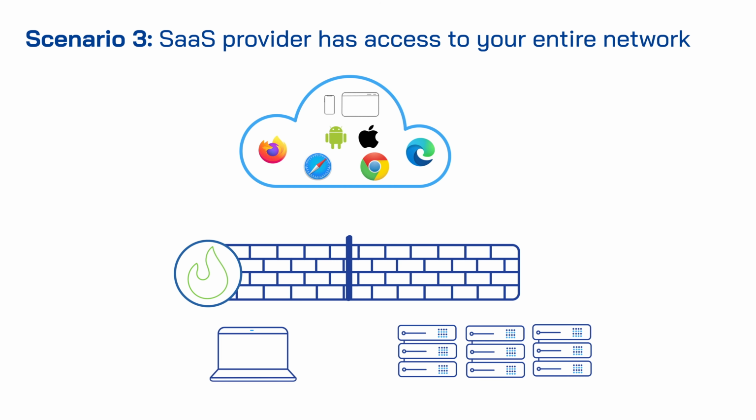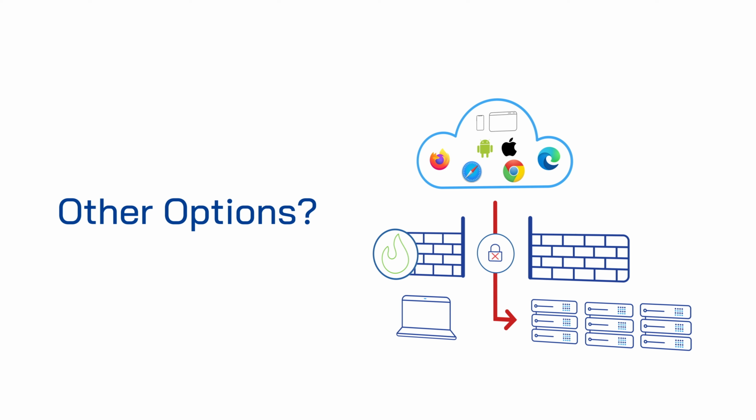One option could be to open up your firewall to the SaaS provider, but that's typically not approved by your security team as they don't want a third party to access the corporate network since that would create serious security problems. So what are the other options?